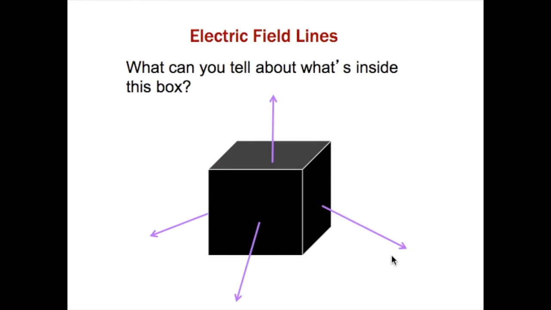Okay. So what do we know about what's inside this box? If these represent electric field lines, we know that there is a net positive charge inside that box. Okay.